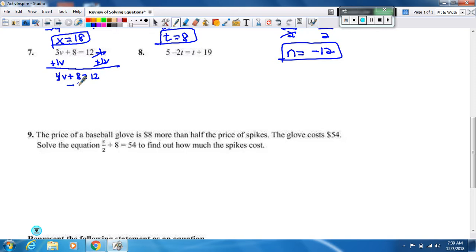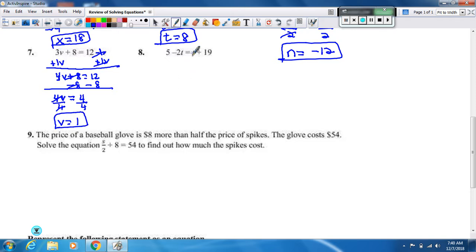I'm going to subtract 8 from both sides. So bring down the 4v, opposites cancel, bring down the equal, 12 take away 8 is 4. This is 4 times v, the opposite of times is divide, so I'm going to divide both sides by 4. Top cancels with bottom, v equals 4 divided by 4 is 1.